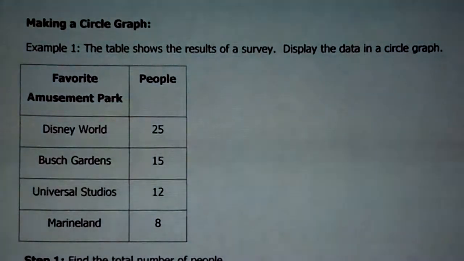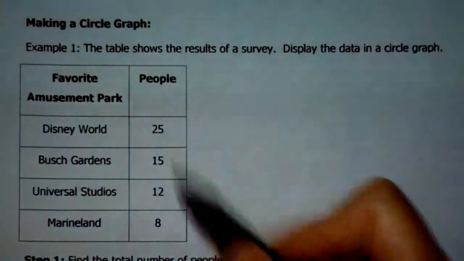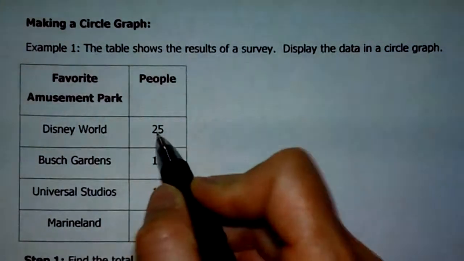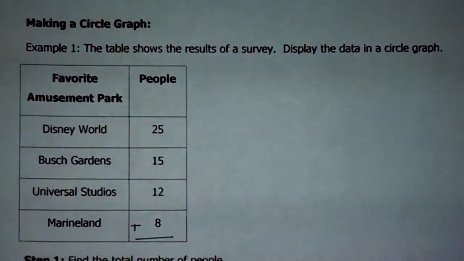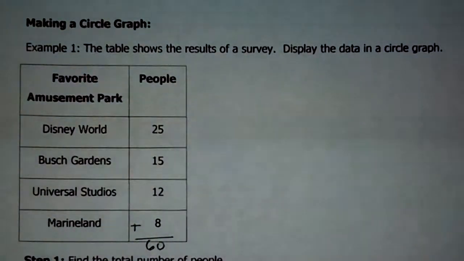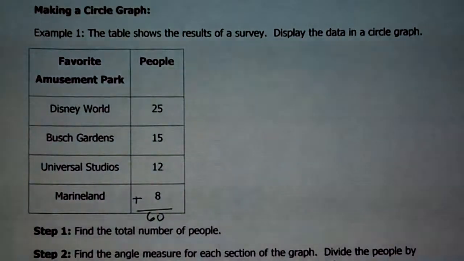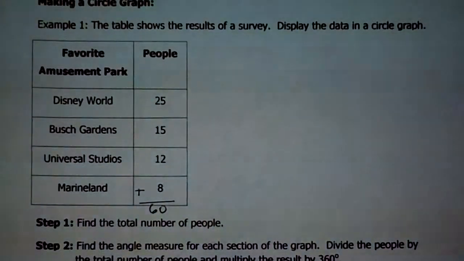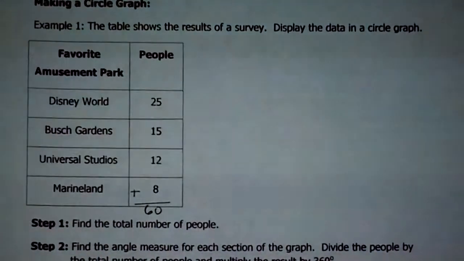So your step one for all of these, when you're trying to display data in a circle graph, you need to add up the number of frequencies, the number of people total. And when you take 25 plus 15 plus 12 plus 8, and you add them all up, you would get 60. So there's your step one. Add them all up, we get 60. Step number 2, and these are all listed right out here, nice for you. It says find the angle measure for each section of the graph. To do that, you divide the people by the total number of people and multiply it by 360.